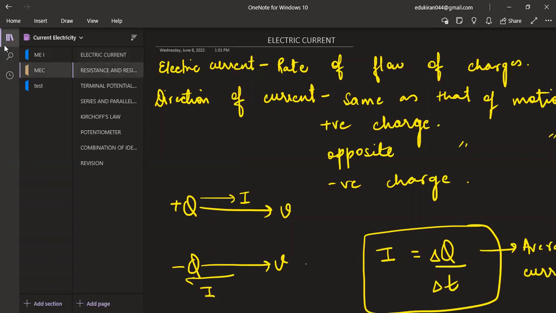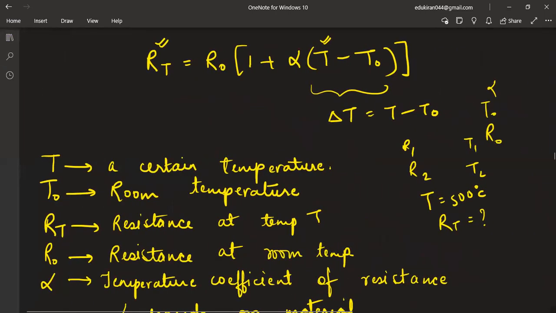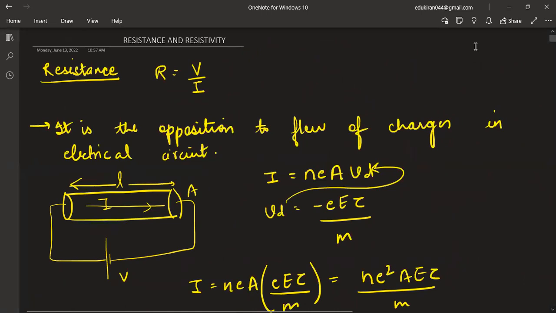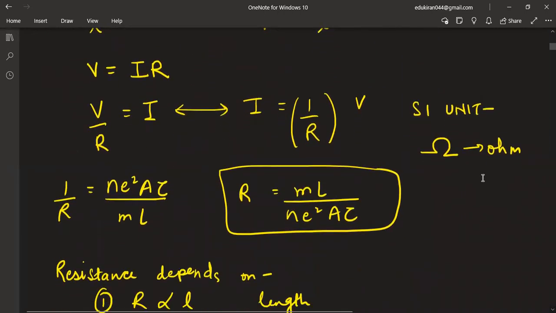Then coming in detail to resistance and resistivity. So resistance is what? We had seen the formula of resistance, V by I. So one formula is V by I. Another formula that is not used so much is ml divided by Ne square A tau. M is again the mass of electron, not the conductor. L is the length of conductor. N is the number density. E is the electronic charge, 1.6 into 10 to the power minus 19. A is the area of conductor. And tau is the relaxation time. What is relaxation time?